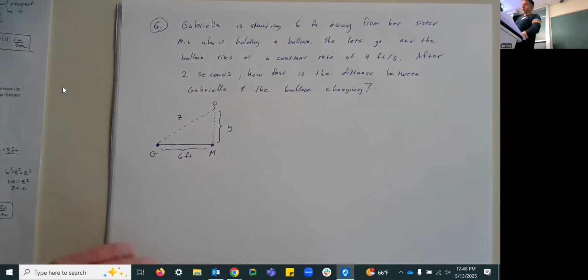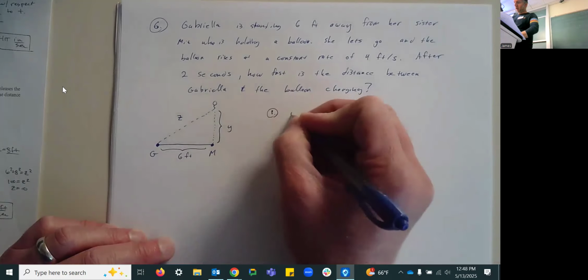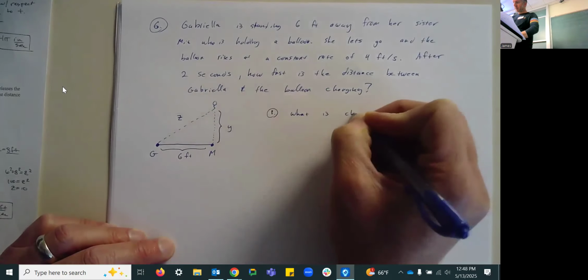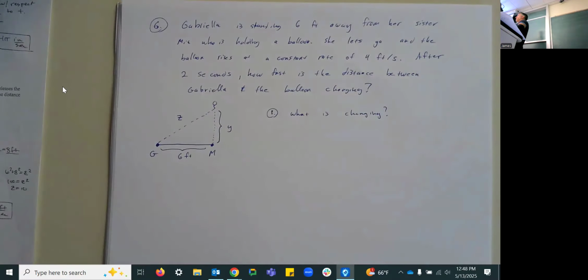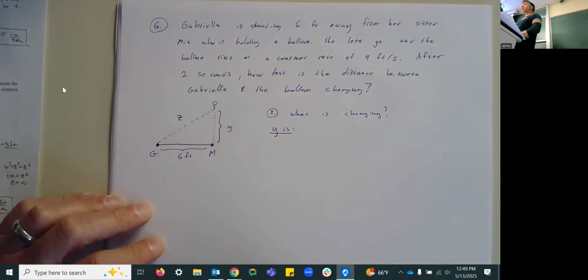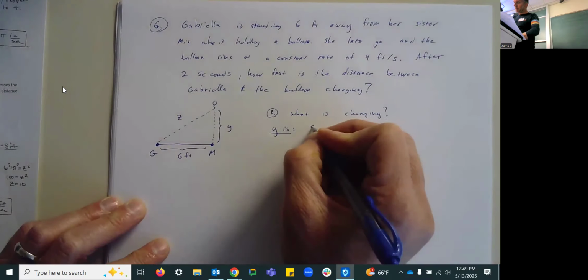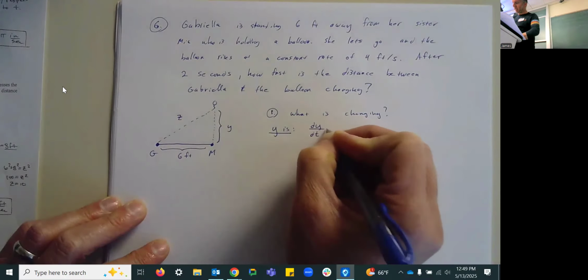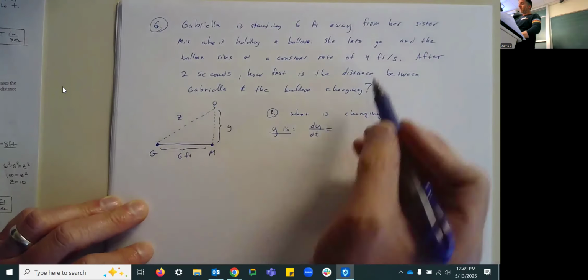Now let's answer the question, what's changing? And again, the parenthetical there is what is changing that we care about. Well, we've labeled those things. So in this case, we know that y is changing. And the rate of change of y, dy/dt, is equal to, well, they told us that the balloon was rising at a constant rate of 4 feet per second.